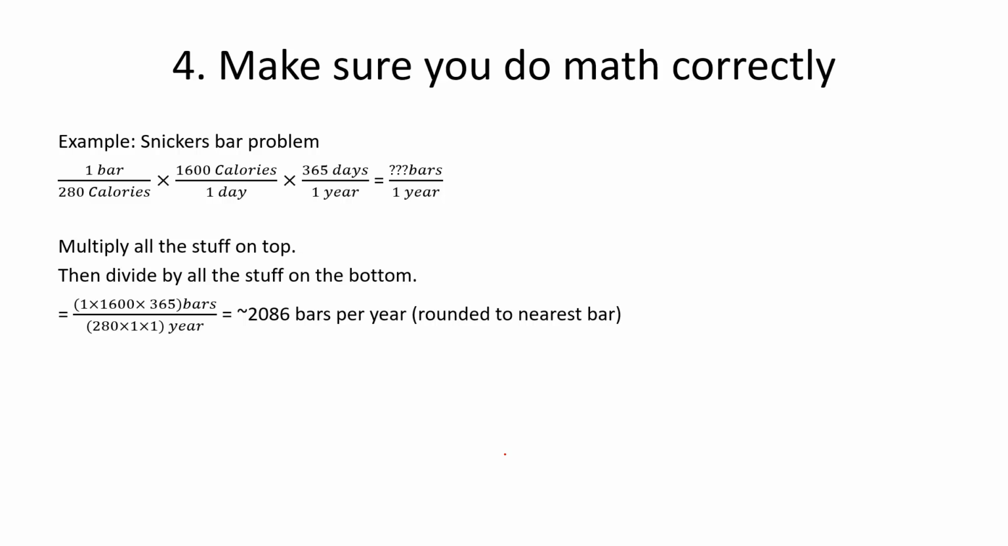All right, and then last one, make sure you do your math correctly. When you finally finish the dimensional analysis, remember that you multiply all the numbers on the top of your calculation, and then you divide by the stuff on the bottom. So if you're trying to calculate how many Snickers bars you can eat in a year, in this case, we would multiply 1, 1,600, and 365, and then divide by 280 times 1 times 1, and that gives us about 2,086 Snickers bars per year.